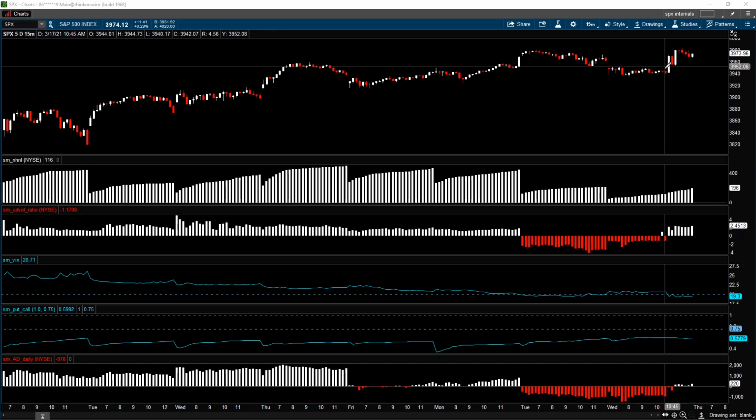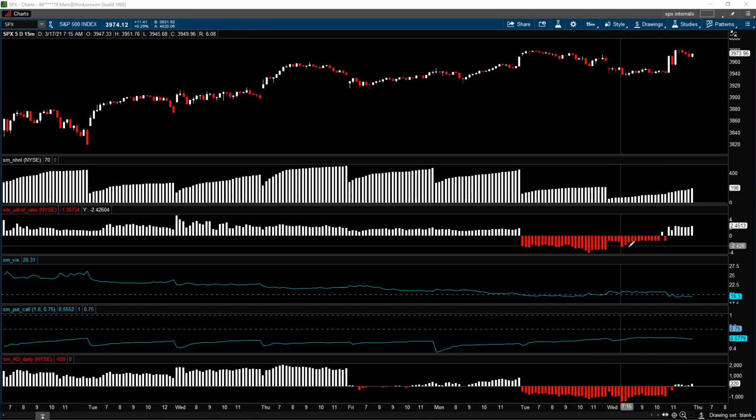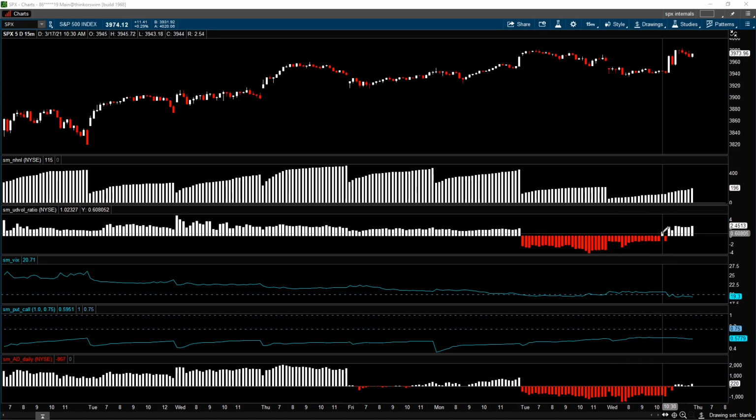2 p.m. Eastern Time. That's when the Fed announced the latest interest rate policy. And as soon as the announcement came out, you could see that the S&P 500 just shot up. Also, you can see that the up-down volume ratio was negative throughout the entire morning. It also took a little peak and turned positive just for a brief moment right before the FOMC announcement, the Fed announcement.